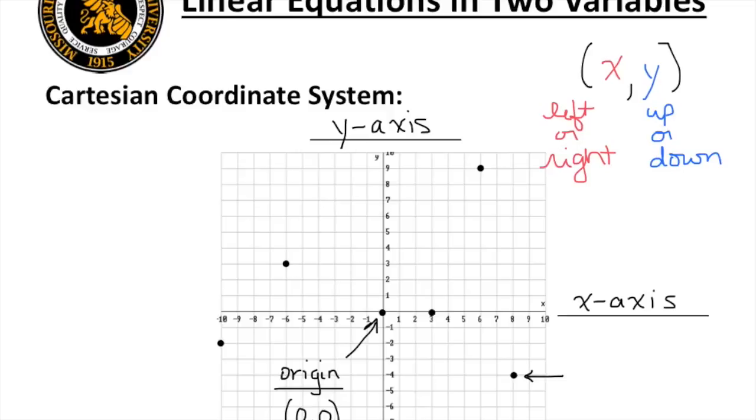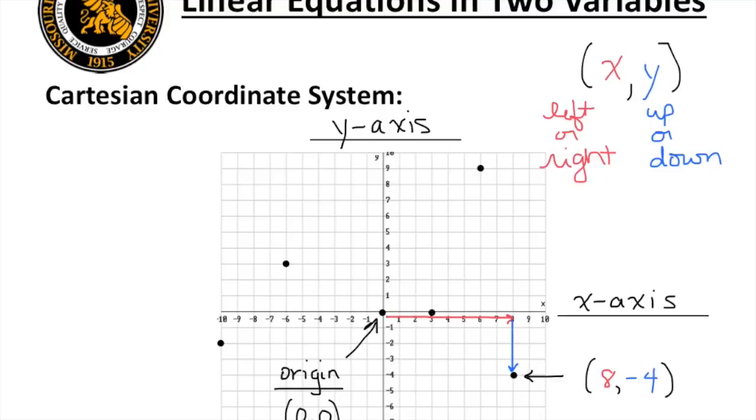Starting at the origin, to get to that point using horizontal and vertical movement, we would need to move right 8 units, meaning that our x value in our ordered pair is an 8. And then we would need to move from there down 4, meaning that our y value is a -4.